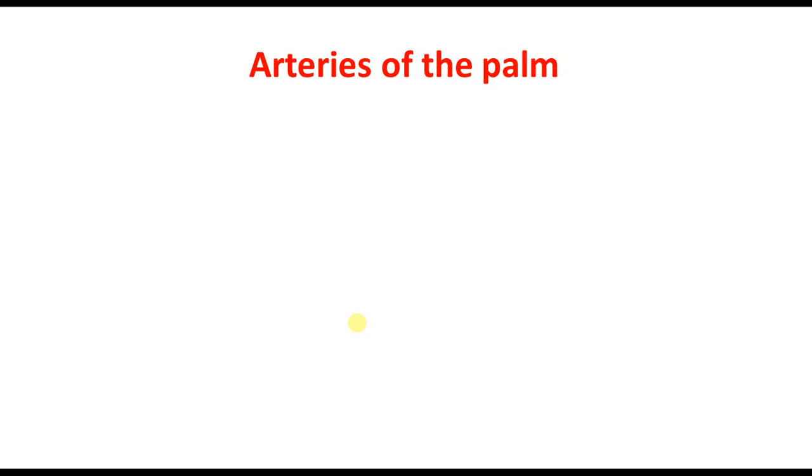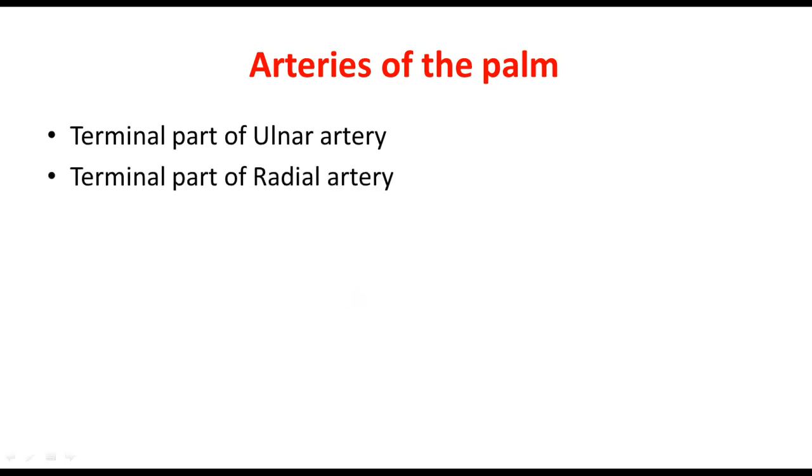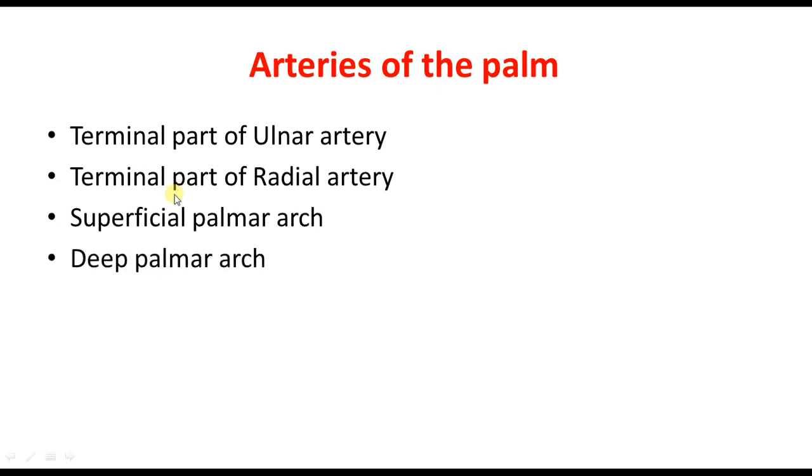So the arteries of the palm: you have the terminal part of the ulnar artery and the terminal part of the radial artery. Apart from that, they are also going to form two arches. One is the superficial palmar arch and the other one is the deep palmar arch. So we will see this one by one.